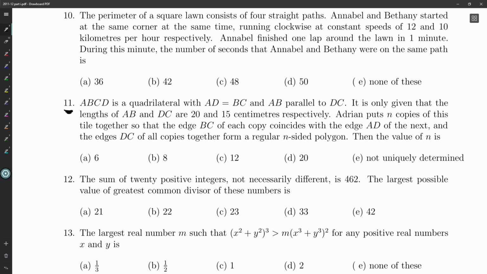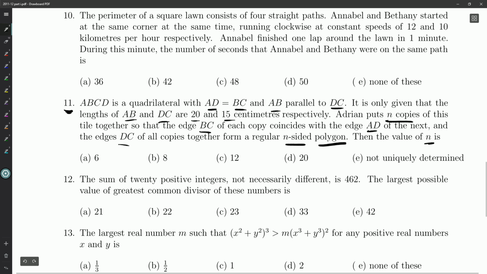Question number 11 on part one of our Alberta High School math paper. ABCD is a quadrilateral with AD equal to BC and AB parallel to DC. It is only given that the lengths of AB and DC are 20 and 15 centimeters respectively. Adrian puts n copies of this tile together so that the edge BC of each copy coincides with the edge AD of the next, and the edges DC of all copies together form a regular n-sided polygon. The value of n is.